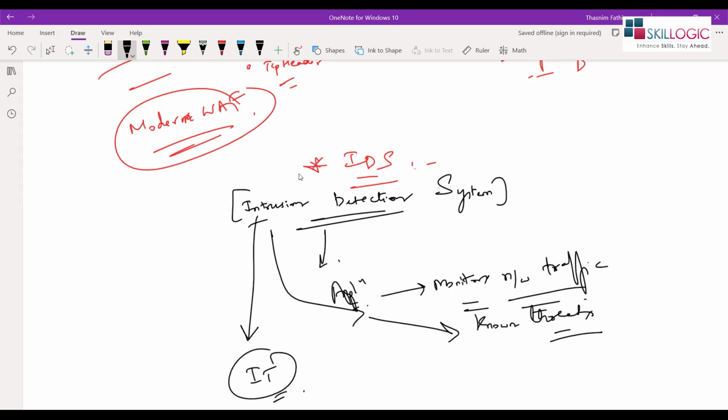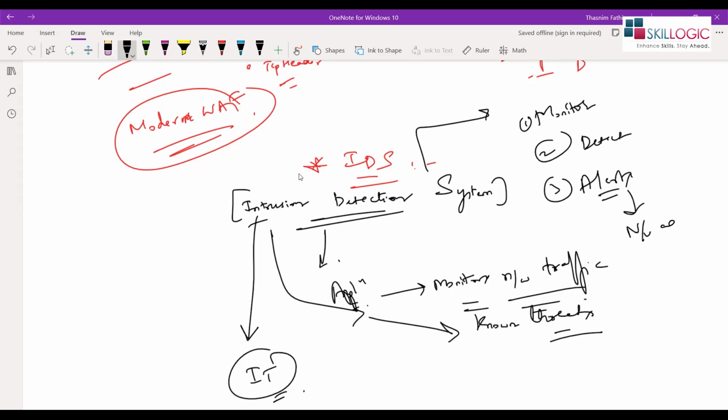Overall, an IDS system can be a device or software application. They monitor a network or system for malicious activity. And the very important point here is they are not stopping the attack. They are just detecting. First, they monitor. Secondly, they detect. And thirdly, they raise an alarm if they find any suspicious activity, and they alert and send the notification to the cybersecurity, IT security team or network admin team.